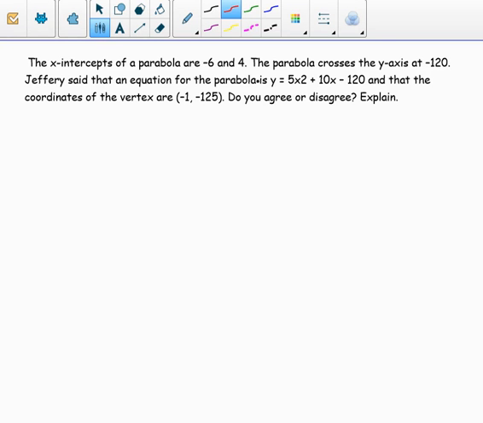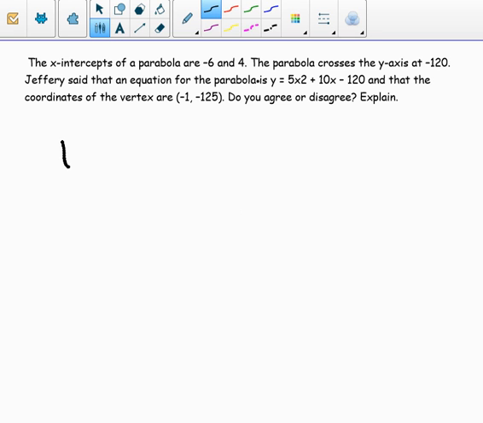The question says the x-intercepts of a parabola are -6 and 4. The parabola crosses the y-axis at -120. Jeff says that the equation for the parabola is y equals 5x squared plus 10x minus 120, and that the coordinates of the vertex are (-1, -125). Do you agree or disagree? Explain.